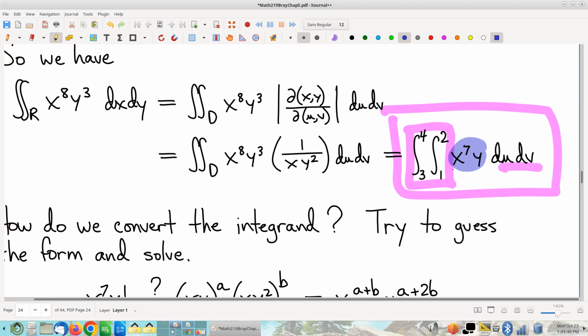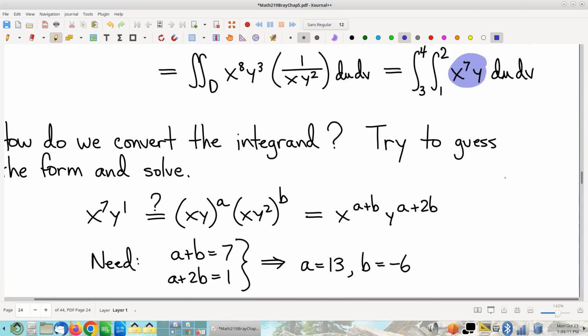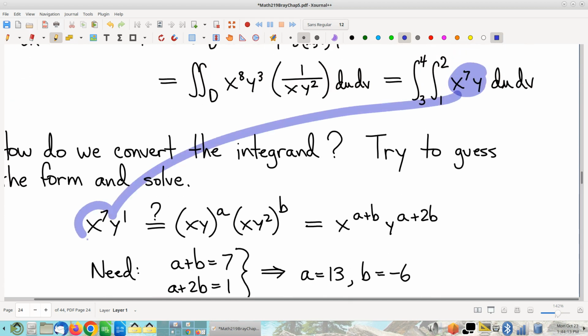So, okay, how am I going to rewrite x to the 7th times y as being some function of u and v? I'm going to show you how to do it in this case. There's going to be a bit of guesswork involved. The nature of those guesses is going to depend on the nature of the algebra. Every example is a little different in that sense. But here's what we need. I need to figure out how to write x to the 7th times y to the 1 as some function of u and v, and reminder, u is xy, and v is xy squared.